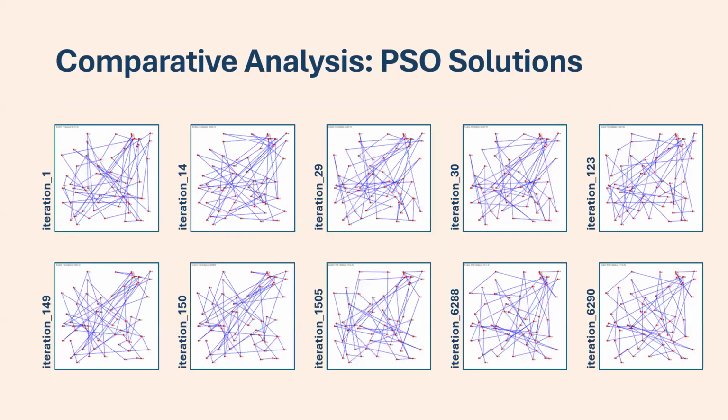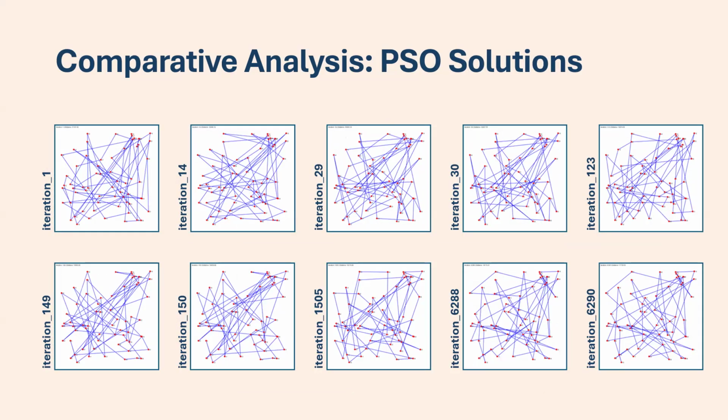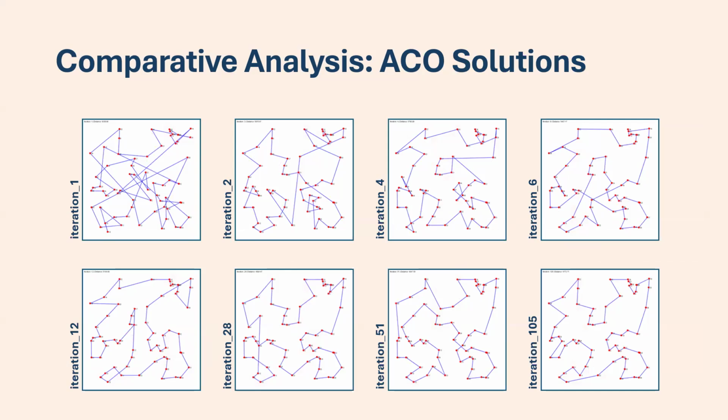This is the comparative analysis for PSO solutions. The whole PSO algorithm ran from iteration 1 to iteration 6,290, and it found the most optimal path on the 6,219th iteration. Whereas the ACO solution ran for about 105 iterations, and on the 105th iteration it found the most optimal path. As you can see, both of the algorithms are running. Whenever it finds a most optimal path, it regenerates the whole graph. There are 10 graphs for PSO and 8 graphs for ACO.